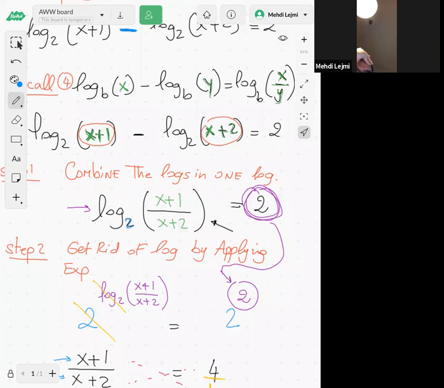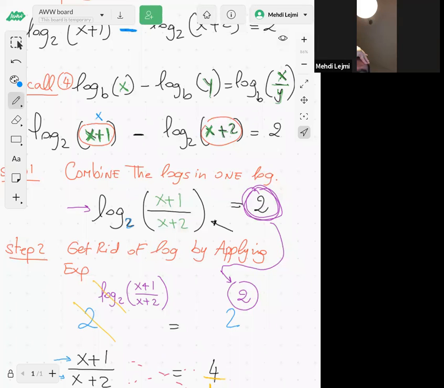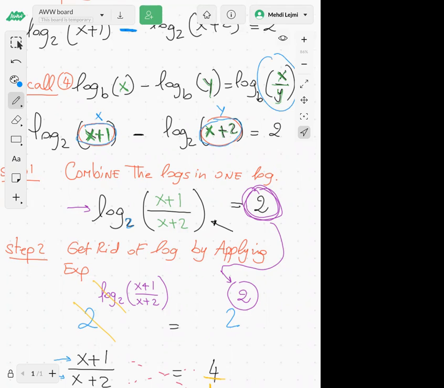That's because this is like x, and this is like y. This whole thing is like x, and this whole thing is like y. So if you have the difference between 2 logs, then there'll be log of x over y, right? That's what we said here.